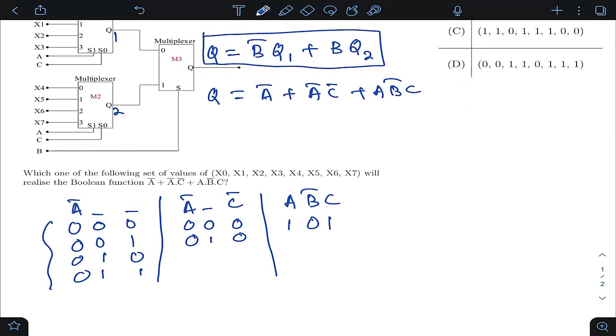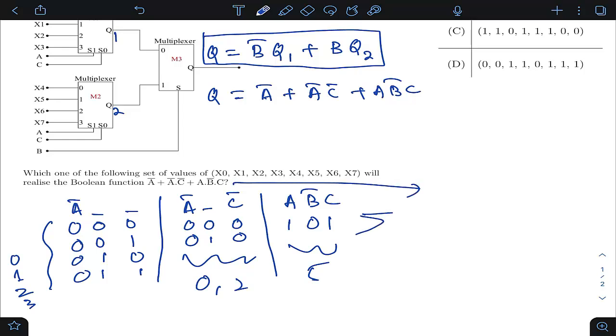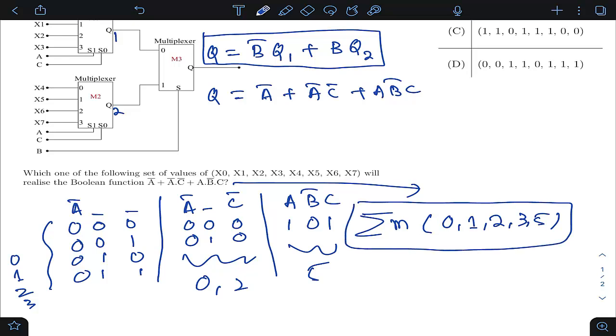So from the first term you get 0, 1, 2, 3. From the second you get 0, 2. From the third you get 5. So if I ask you for this function, what are the minterm combinations? The minterm combinations are 0, 1, 2, 3 and 5. Now if I ask you to write this minterm in terms of canonical form, 0 means what should be the representation?